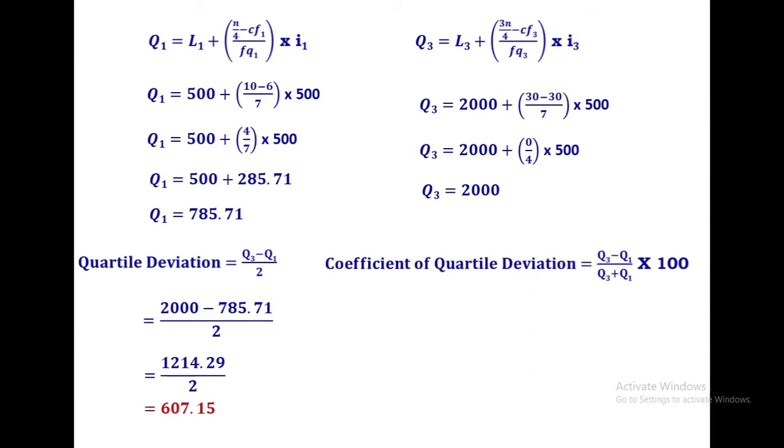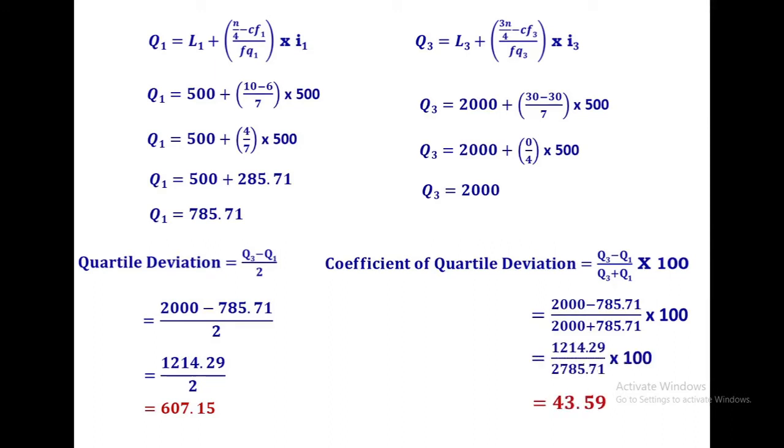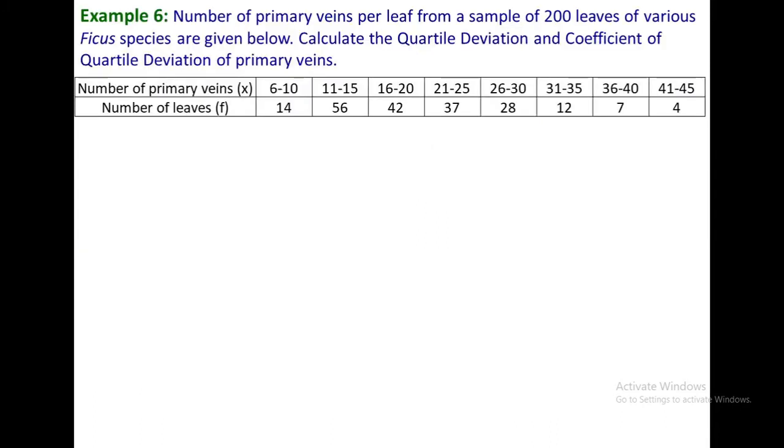Similarly, we can calculate the value for the coefficient of quartile deviation, which is equivalent to the difference of first and third quartile and its ratio with their addition into 100, and that will be equivalent to 43.59. Let's take one more example, which is an inclusive series where the number of primary veins per leaf from a sample of 200 leaves from various Ficus species are given below, and we have to calculate the quartile deviation and coefficient of quartile deviation for primary veins.